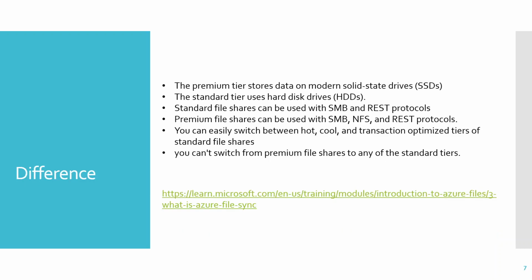Now coming to the difference between premium and standard tier, the premium tier stores data on modern solid state drives (SSDs). The standard tier uses hard disk drives. So that is the difference in terms of choosing the drives. Standard file shares can be used with SMB and REST protocol, but premium file shares can be used with SMB, NFS, and REST protocol. So NFS can also be used within the premium tier, which is not possible in standard file shares.